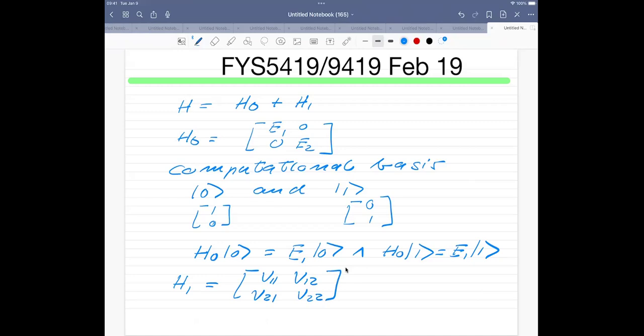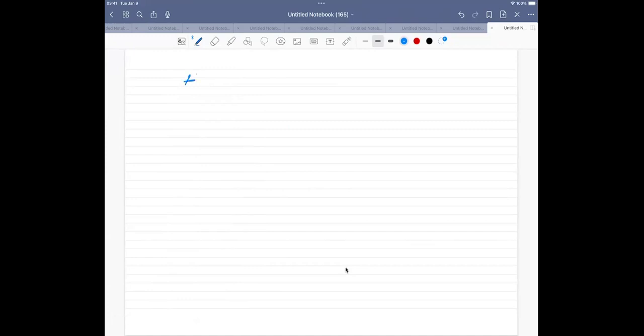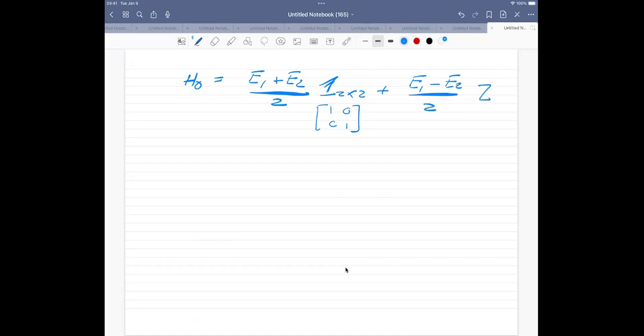What we did then was to rewrite the Hamiltonian a little bit. We could show last time that this H0 can be rewritten in terms of E1 plus E2 divided by 2 multiplied with the 2 by 2 identity matrix, which is just 1, 0, 0, 1. Then we have an additional term, E1 minus E2 divided by 2 times a Pauli Z matrix. And that Pauli Z matrix, just to remind you, is given by 1 and minus 1.